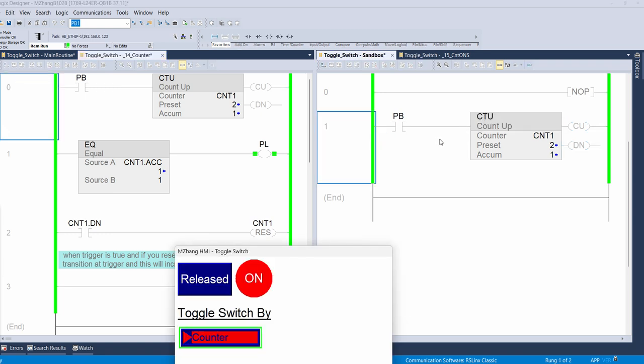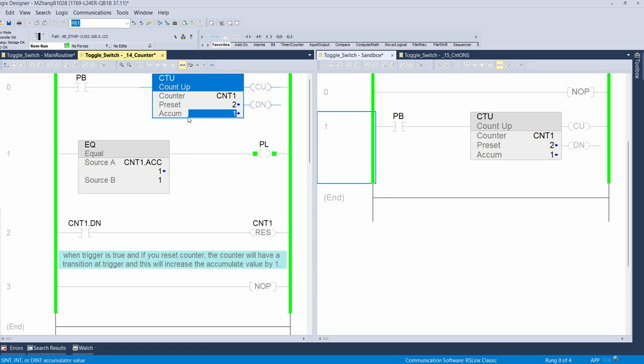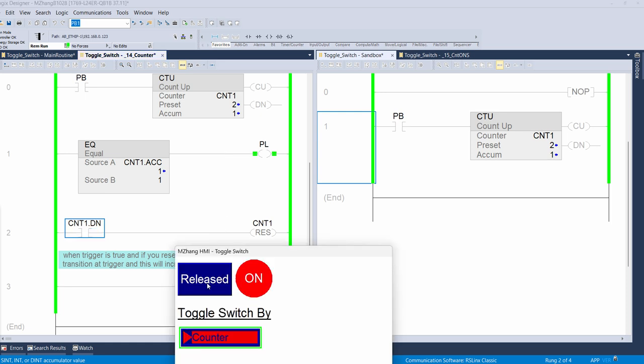We use a push button to trigger the count up. Like I said, you can use the EQU, which is a double integer instruction. Use the .ACC to directly get this number into the instruction. Then when that equals 1, that means you already pressed once, and then you energize the pilot light. That's a very good thinking. When it's done, we want to reset back to 0 to keep using that. So that's a very good thinking. And then that's what happened.